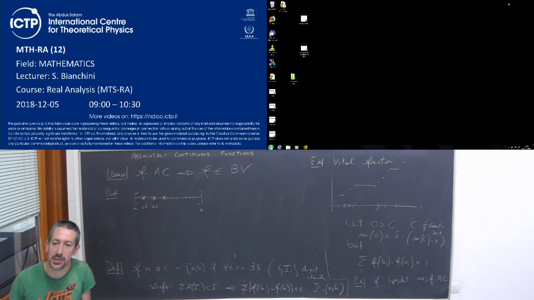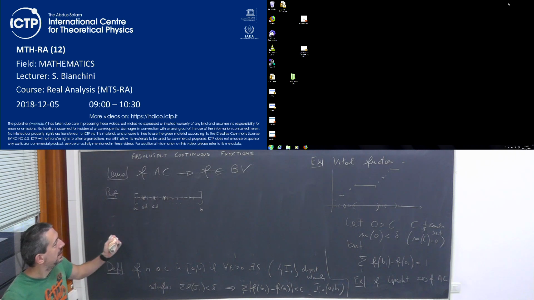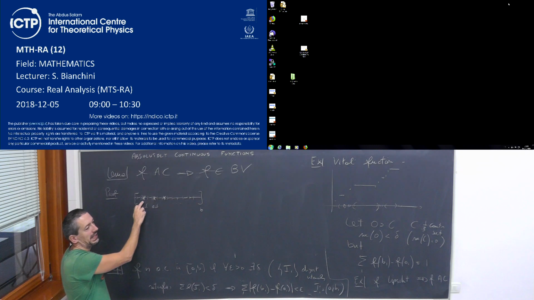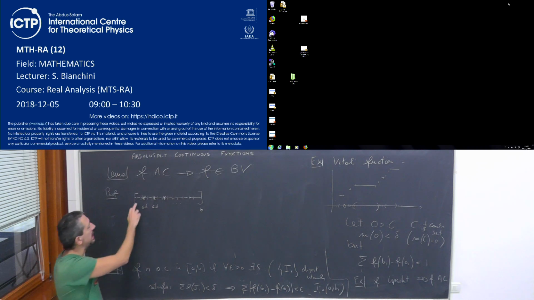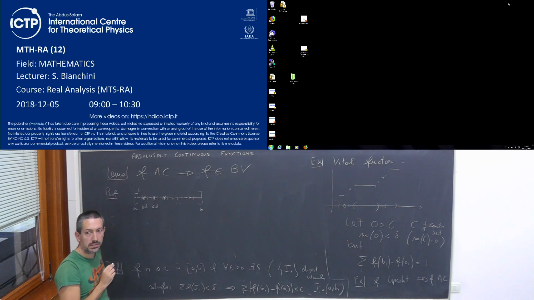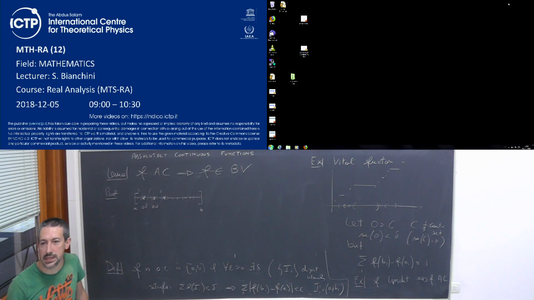If I add points to the partition, essentially the variation increases because of the triangular inequality. It was our observation, no? So it's the variation for the first partition plus the variation for the second plus the variation for the third. How much is the variation inside here? It's written. The variation inside here is at most epsilon. Here is epsilon, epsilon. So how much is the total variation at the end?